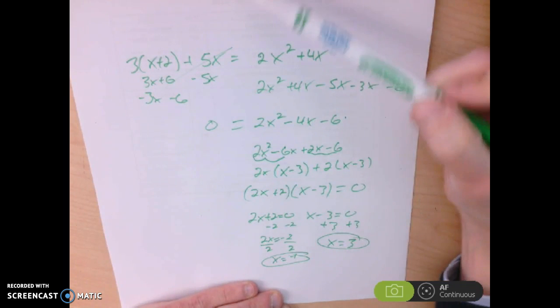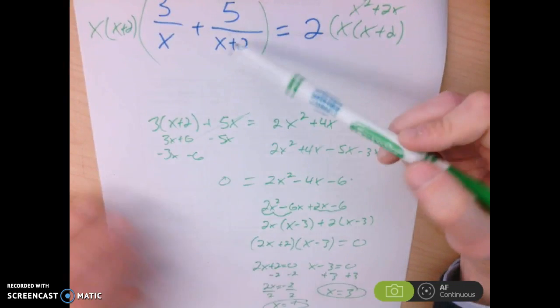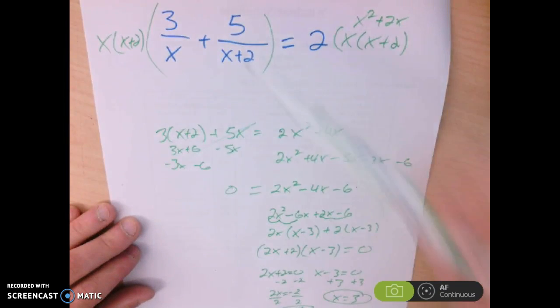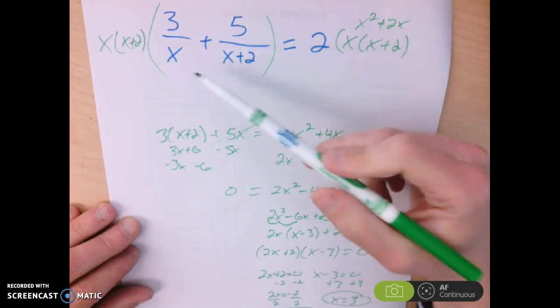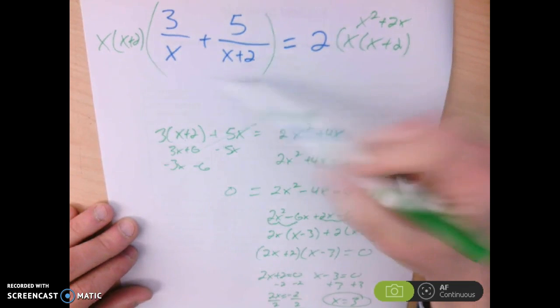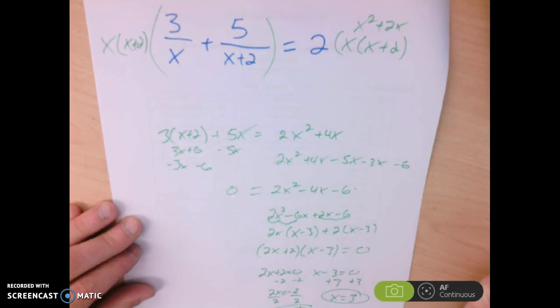Let's just go back to the original problem, because we have to see if either of these answers are outside of the domain. They aren't, because neither of them would make the denominator 0, so those are my two answers.